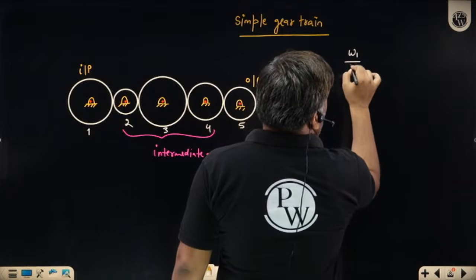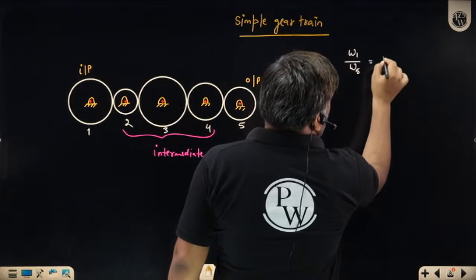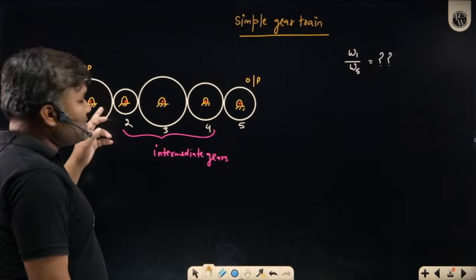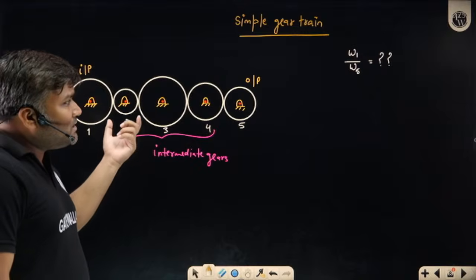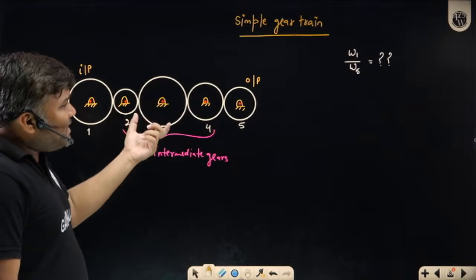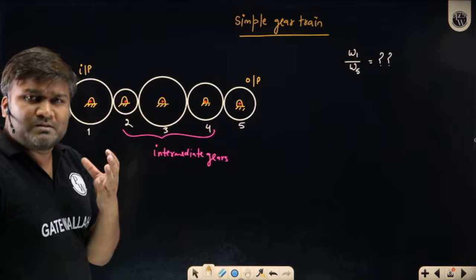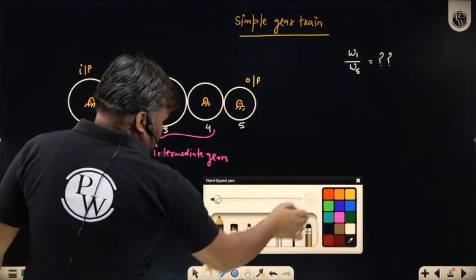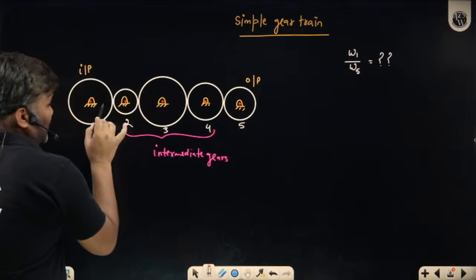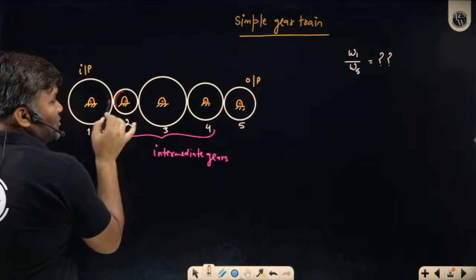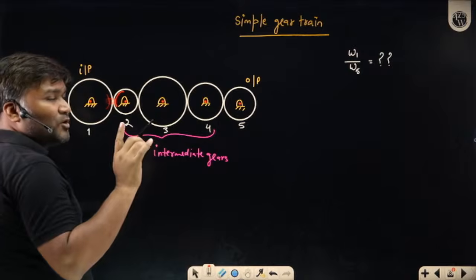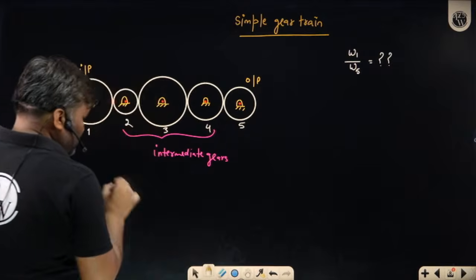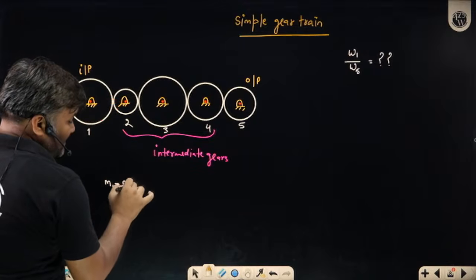Omega 1 divided by omega 5. How much is it? I want to know this. I have connected a few gears in between in the hope that they will give me a brilliant velocity ratio. One can see very easily that gear 1 is meshing with gear 2. So meshing gears must have the same module, that is, M1 must be the same as M2. Obvious, M1 must be the same as M2.